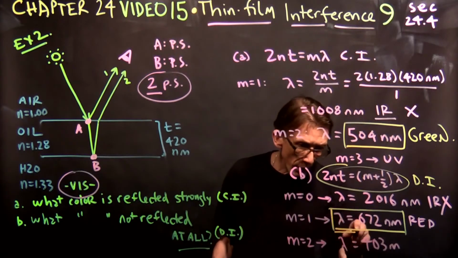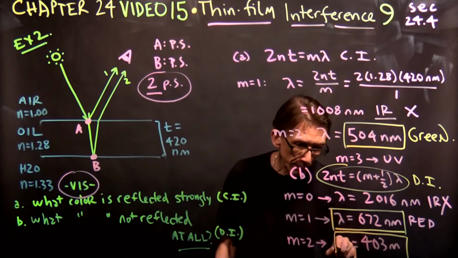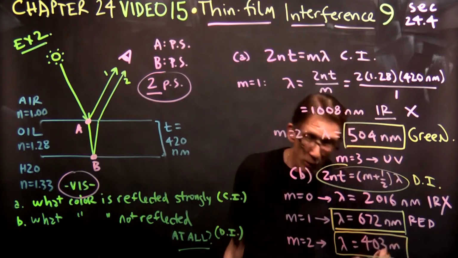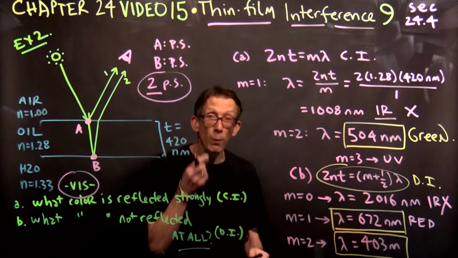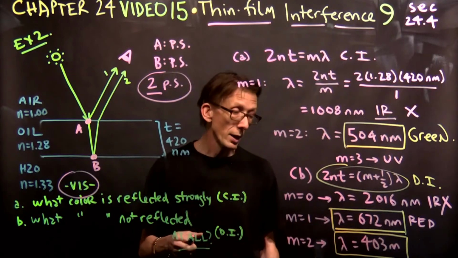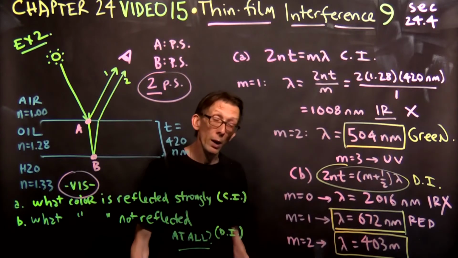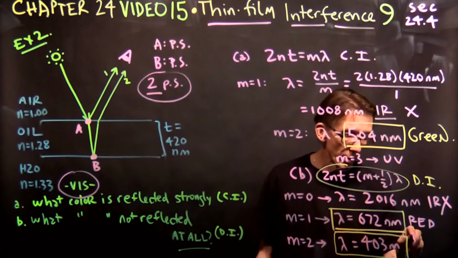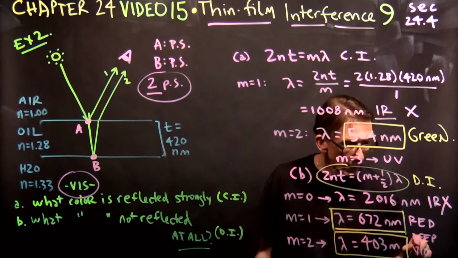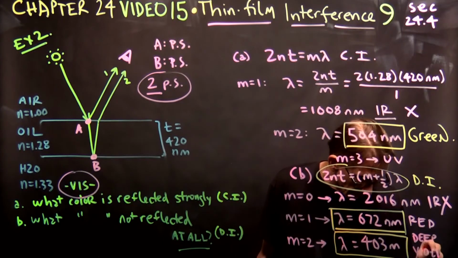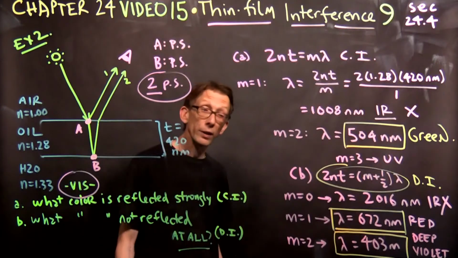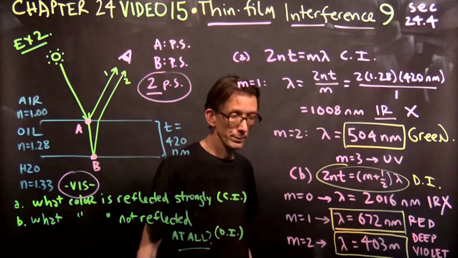You female students can probably see it. I'm talking to postbacks here as well as undergrads. Because women can generally see deeper shades of purple, shorter wavelengths than men can. This might be invisible to male persons, but this is deep purple, very deep violet. And that will also not show up in the reflected light because it's destructive.